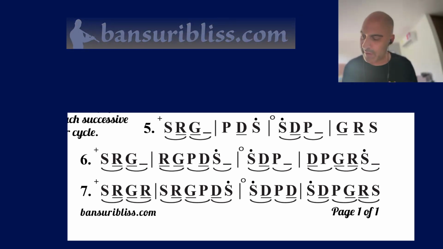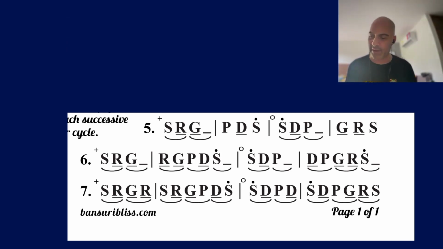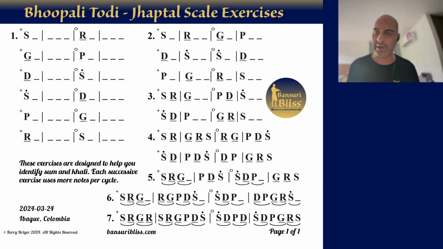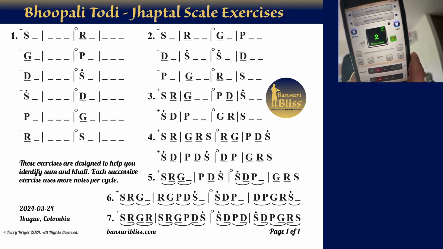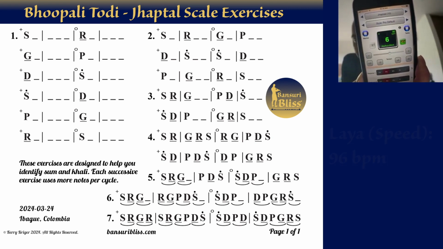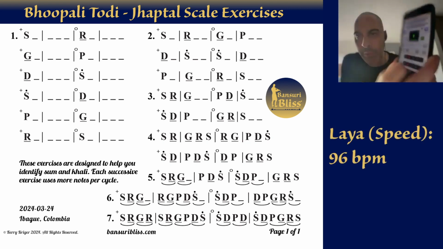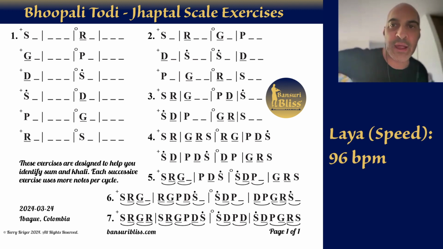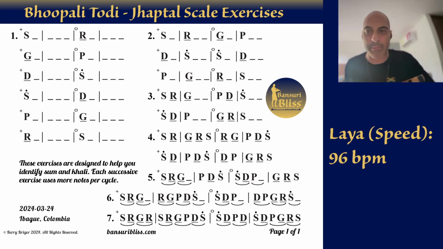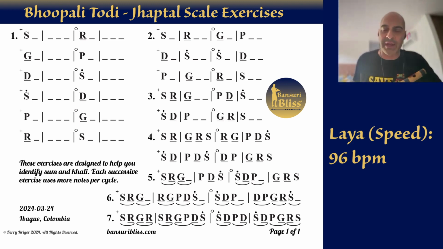Let me turn on, that was a lot of talk, but now you've got a solid understanding of what's going on. I've got this set at 96 beats per minute. You can play it slower if you want. You can play it faster if you want. We could even double the speed and play this as if it were Drut fast Laya. Now it's in Madhya Laya, which means middle speed. Laya means speed, the tempo. So Madhya means middle.